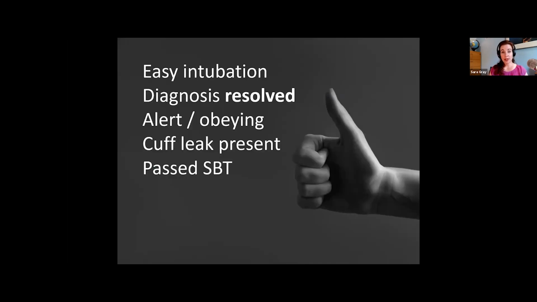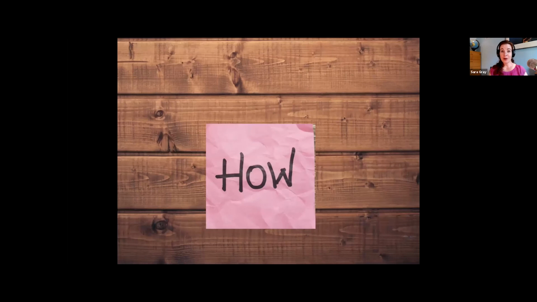But in short, you want to be sure your patient is an easy intubation. You want their initial indication for intubation to be fully resolved. You want them alert and obeying. You want a cuff leak to be present, and you want them to have passed an SBT. That is actually the trickiest part of this, those criteria of finding your patient. We're now going to talk about how, which is really very straightforward.